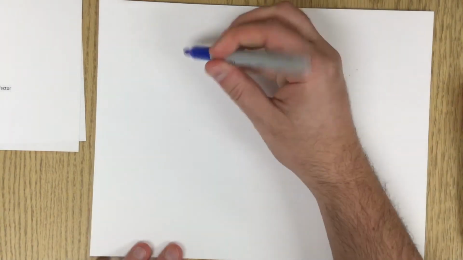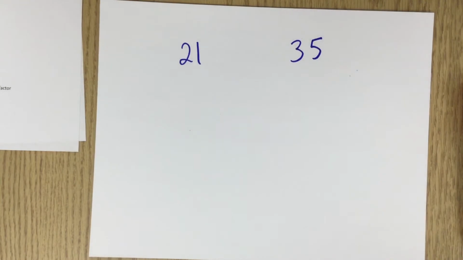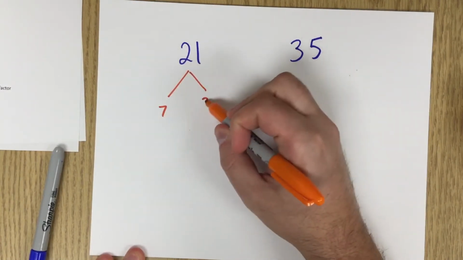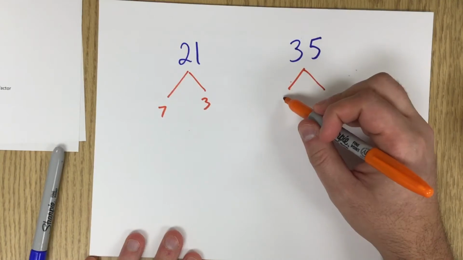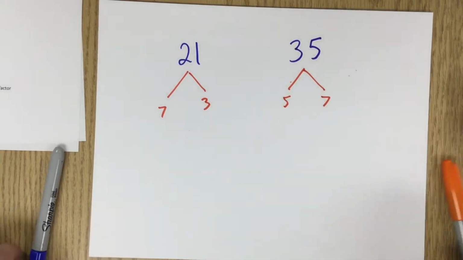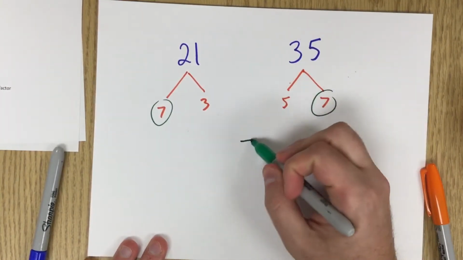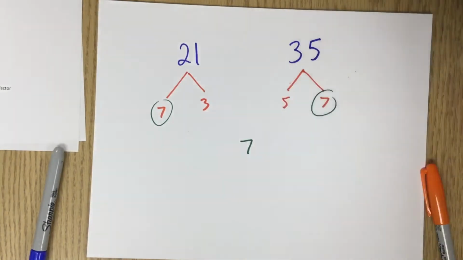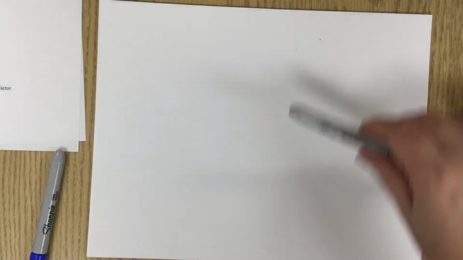If there's 2 numbers in common, then you multiply them. So for example, what's the greatest common factor of 21 and 35? That breaks up into 7 and 3. This one breaks up into 5 times 7. And we see that the 7 is common. So 7 is the greatest common factor. Or again, as I said, you could just divide things until you get the greatest common factor. Okay.